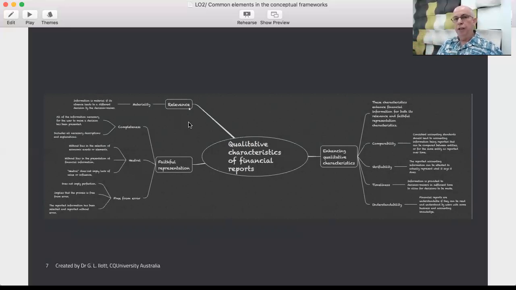And finally, understandability. Of course, we want our reports to be understandable. They need to comply with the accounting standards. And so we want our reports to be able to be read and understood by people with enough basic knowledge of accounting to be able to do that.